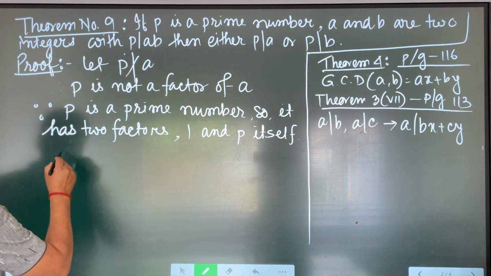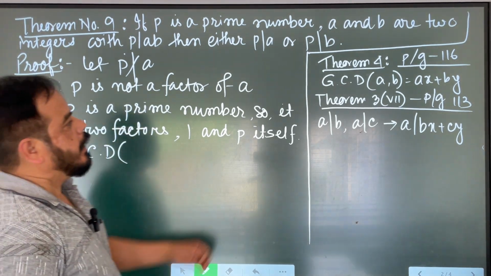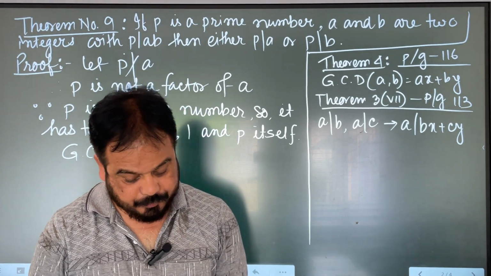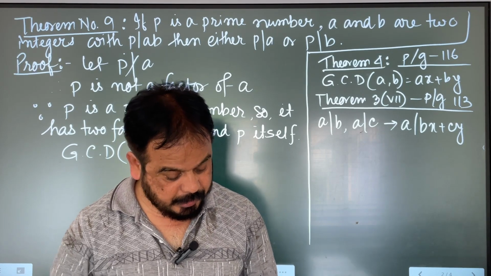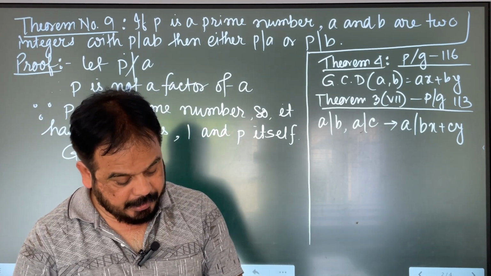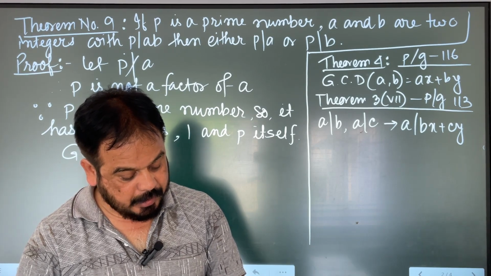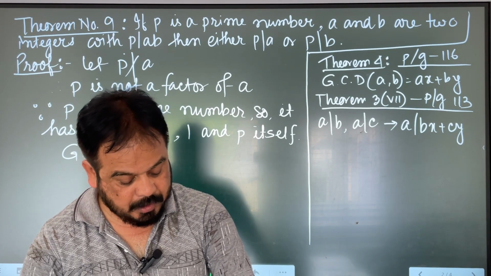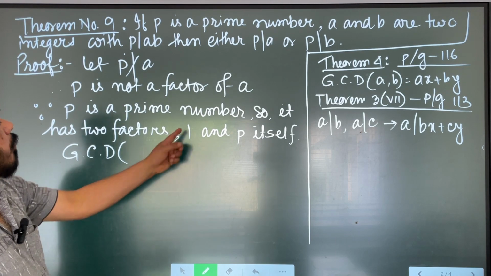So now GCD, theorem number 4, page number 116. There is a theorem: for two integers A and B, at least one of which is non-zero, there exist two other integers X and Y such that GCD of A and B is equal to AX plus BY. So here GCD of P and 1.